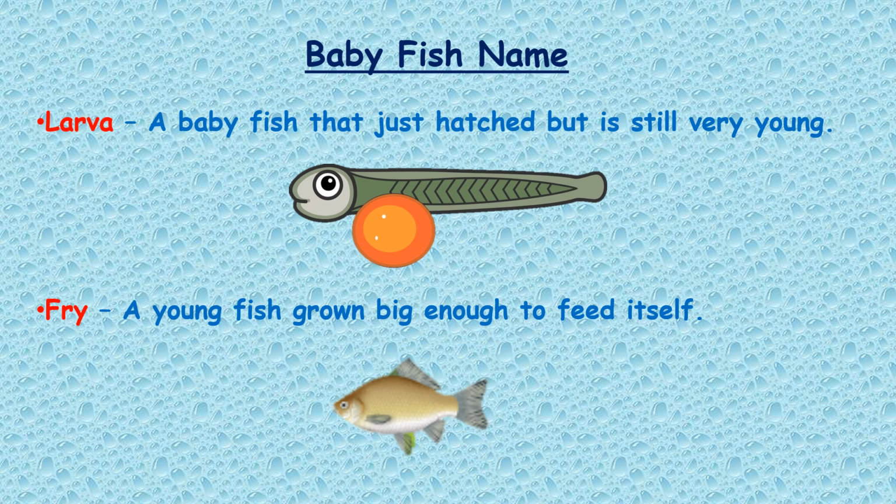Next is larva. Larva is a baby fish that just hatched but is still very young, which means it came out of the egg but is still small, very tiny. The next is fry. Fry means a young fish grown big enough to feed itself. They can go and find food for themselves. So we call it a fry.